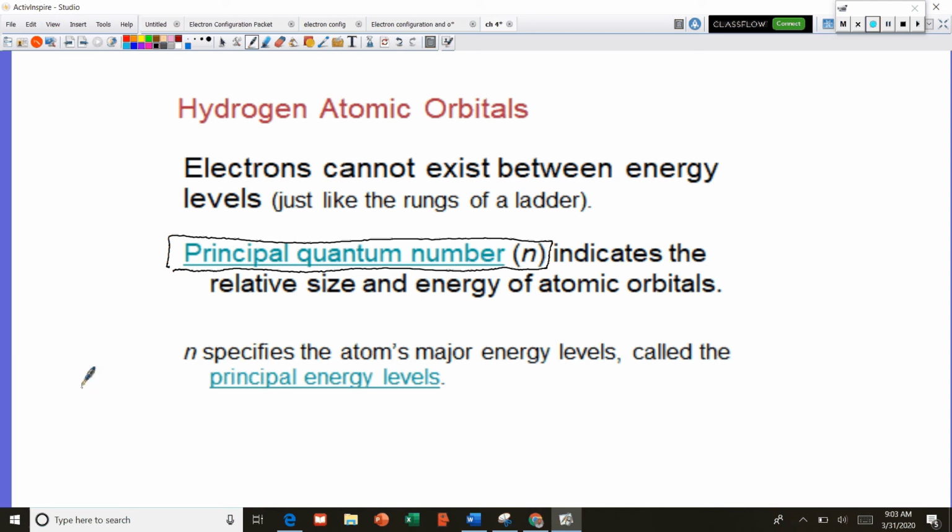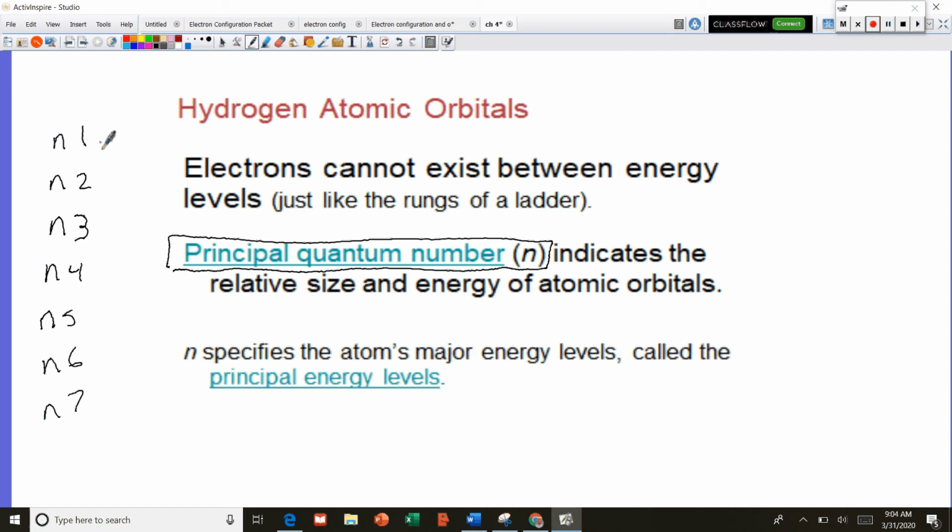And so if you're looking at the periodic table, you might notice that we have 7 rows. So we have 7 energy levels. So we have N1, N2, N3, N4, N5, N6, N7. So these are our principal energy levels. These are our quantum levels. All right. There are 7 of them total. Each one can hold a certain amount of electrons.